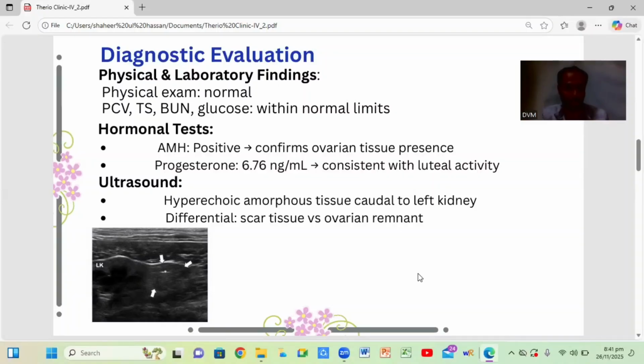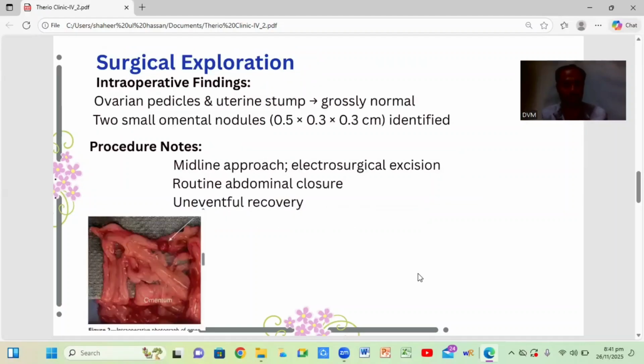Then comes the ultrasound, the most important thing, which showed hyperechoic amorphous tissue caudal to the left kidney. That basically differentiates scar tissue versus the ovarian remnant, as shown in the picture.